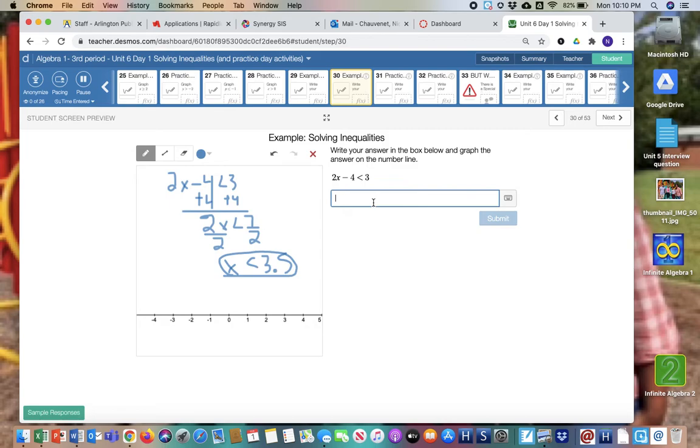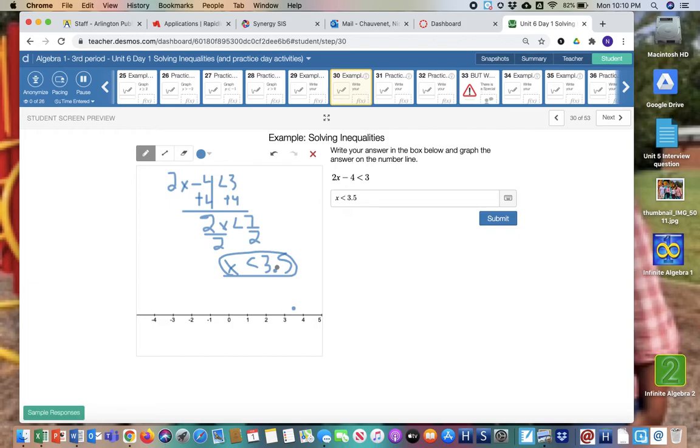So I'll type that up here in my answer choice box. The reason I'm going to change it to a decimal is, I think if you see 3.5, you pretty quickly go, oh yeah, that's right in between 3 and 4. A lot easier than if you see 7 halves. So I think it's easier to plot on the number line.